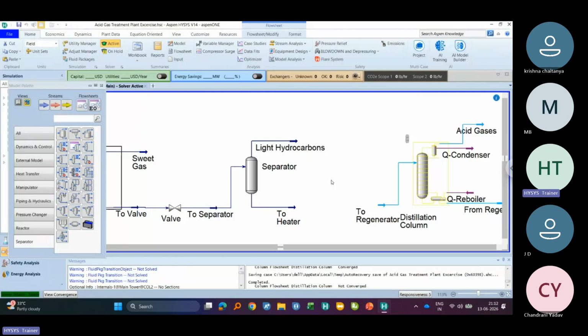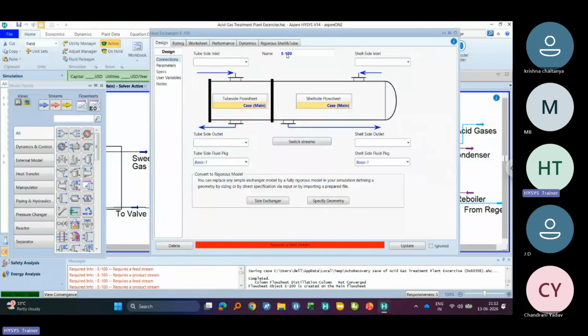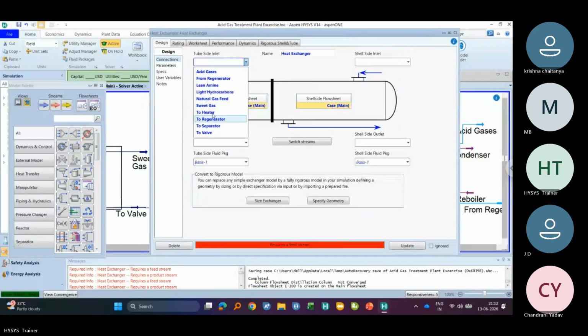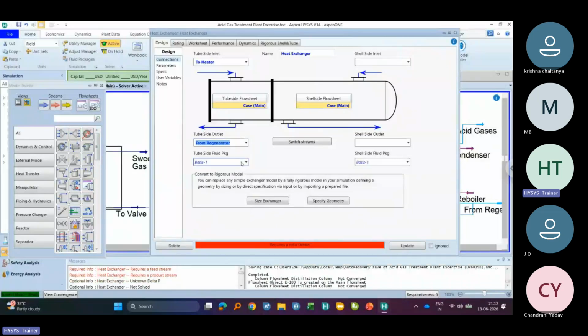Now we'll add a shell and tube heat exchanger over here. We will call it simply a heat exchanger. For that, the tube side inlet will be from the heater. The tube side outlet will be, because we are passing the hot fluid through the shell, the fluid which is getting heated in the tube is to be fed to the regenerator. So the tube side outlet will be to regenerator.